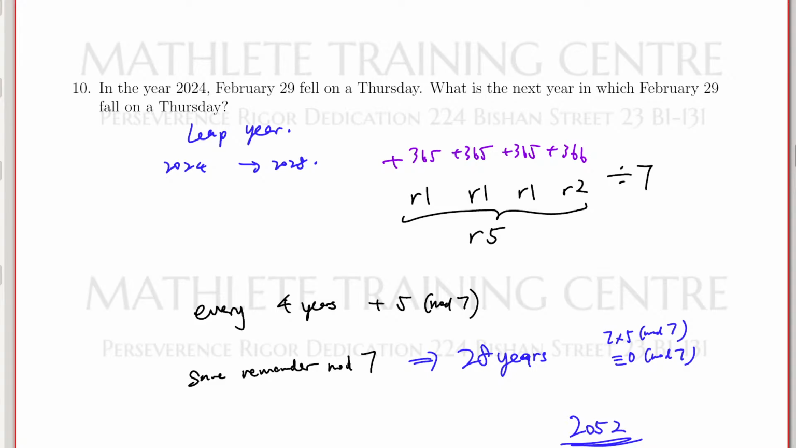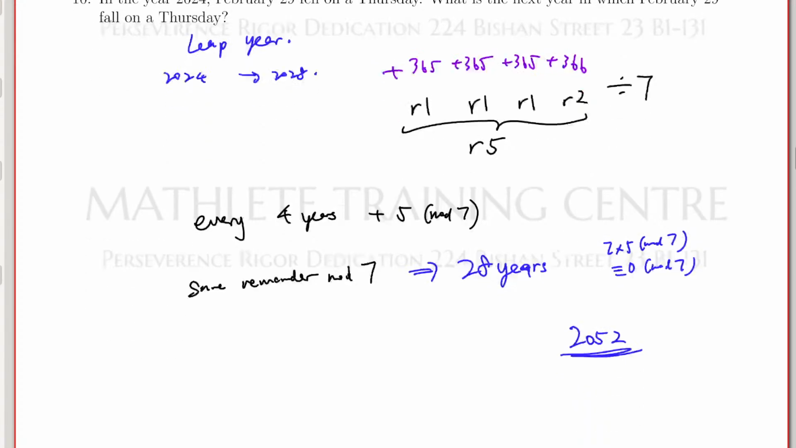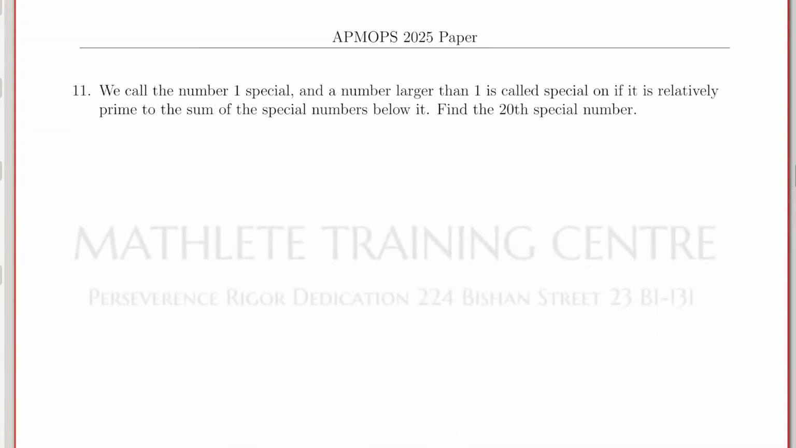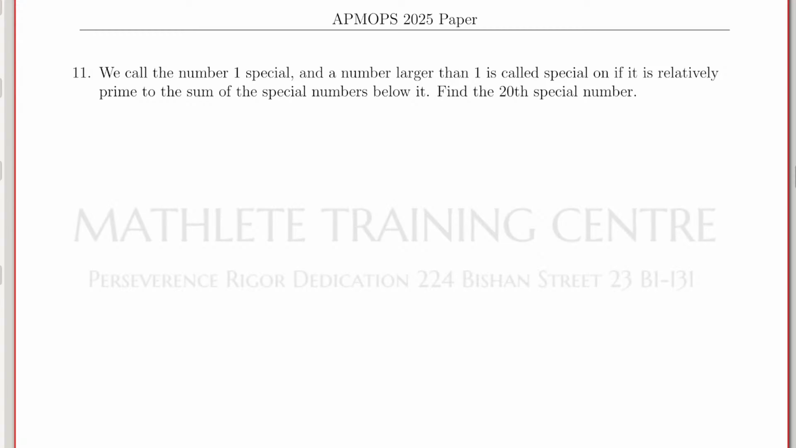Okay. Let's move on to question number 11. We call the number 1 special, and a number that's larger than 1 is called special only if it's relatively prime with the sum of the special numbers below it. So what does it mean by relatively prime? Relatively prime means that it shares no common factors.